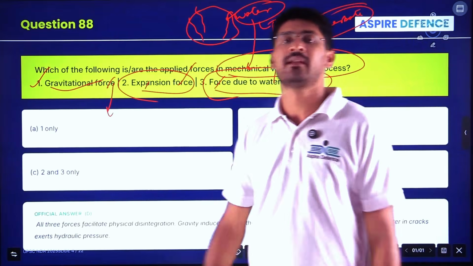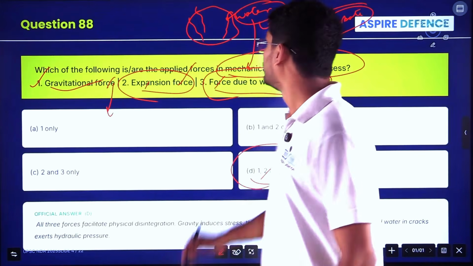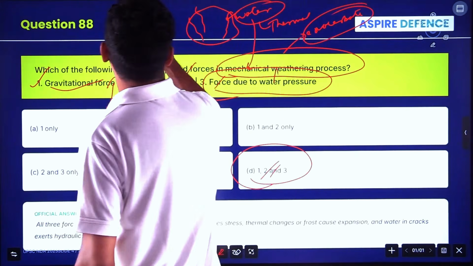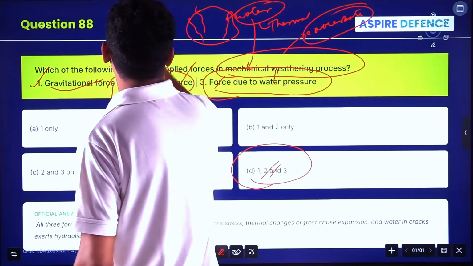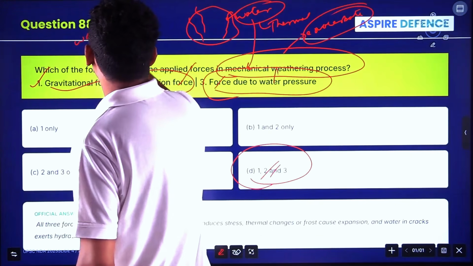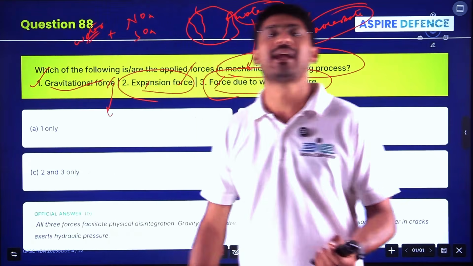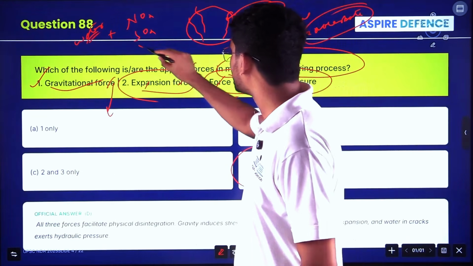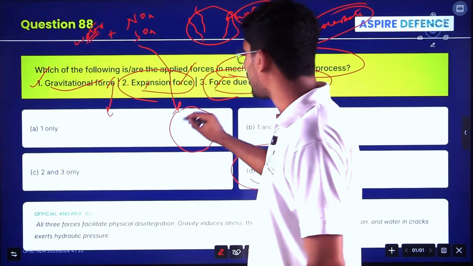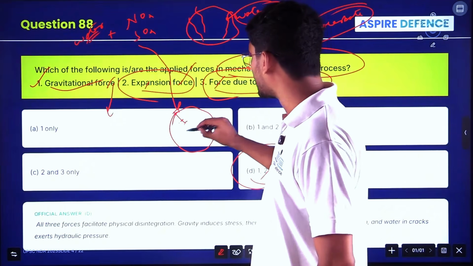What is chemical weathering? For example, there is nitrogen dioxide and sulfur dioxide mixed with water. It will become weak sulfuric acid and nitric acid. If nitric acid works on the rocks, that is chemical weathering.